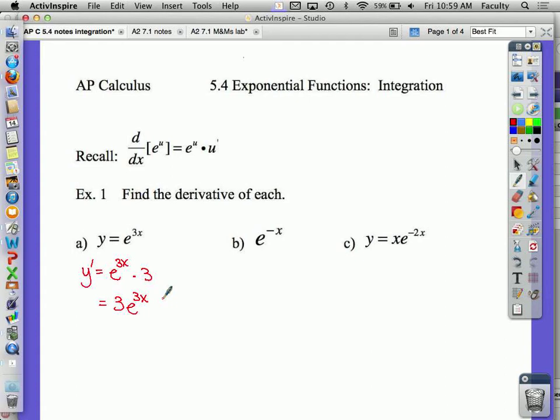So just tidy that up. Now, in letter B, if you have e to the negative x, for the most part, don't leave a negative exponent on a multiple choice. It won't be left that way. In C, we have the product rule. Don't forget that.